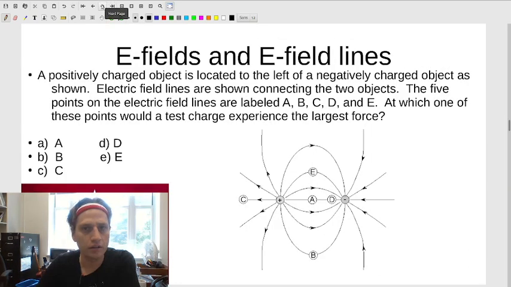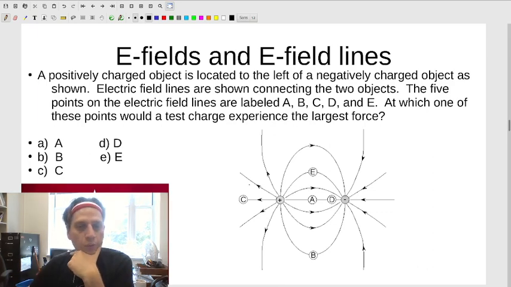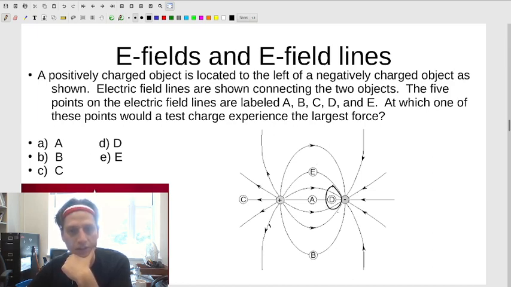Okay, let's just do not many more. This one has us ask the question, where would we be experiencing the largest force with a charge if I put it in this electric field? Well, would it be A, B, C, D, or E? Where would my test charge experience the largest force? It would be D, because that's where the electric field lines are closest together.